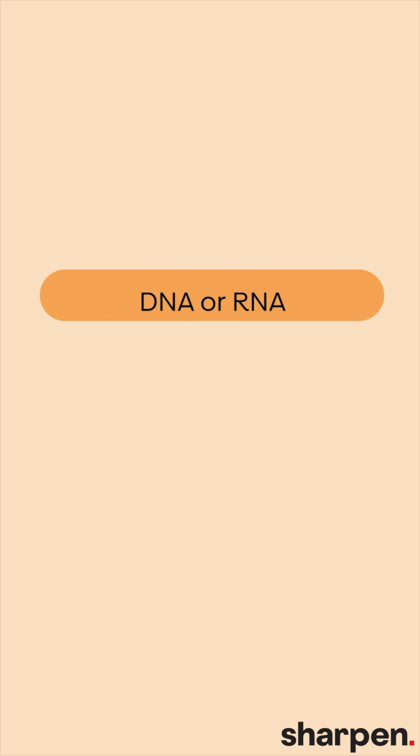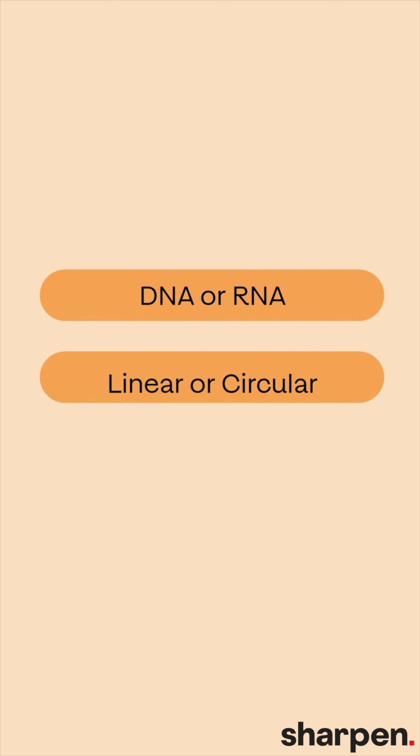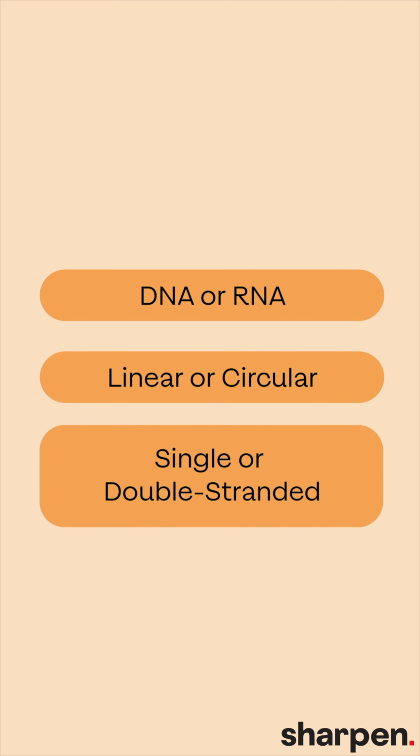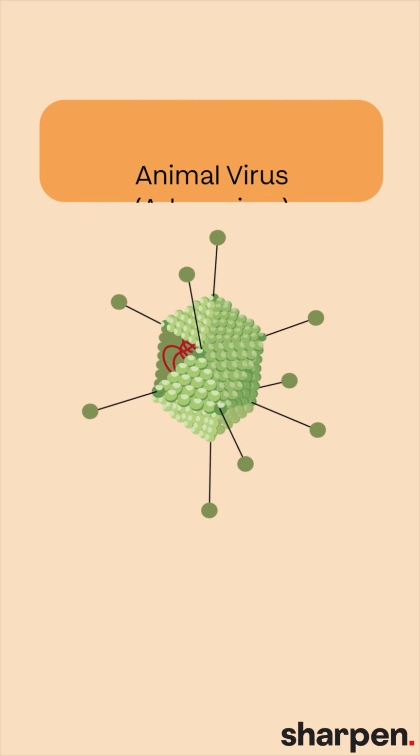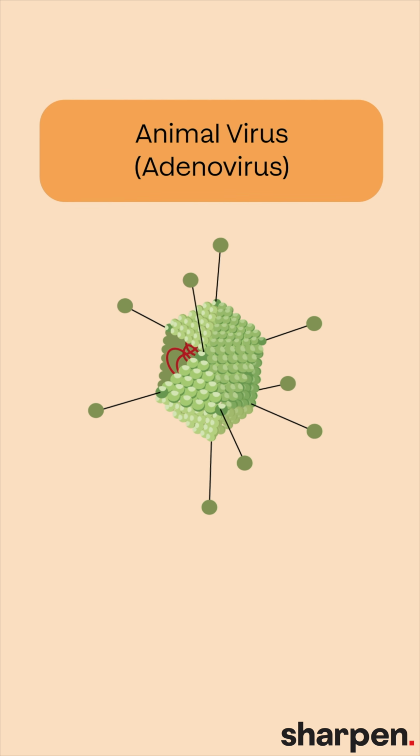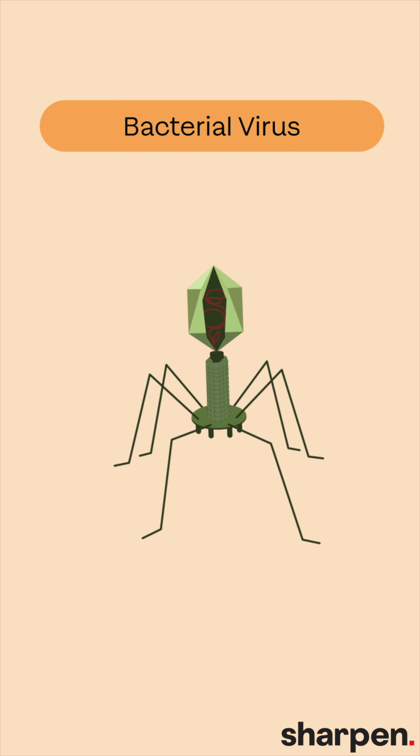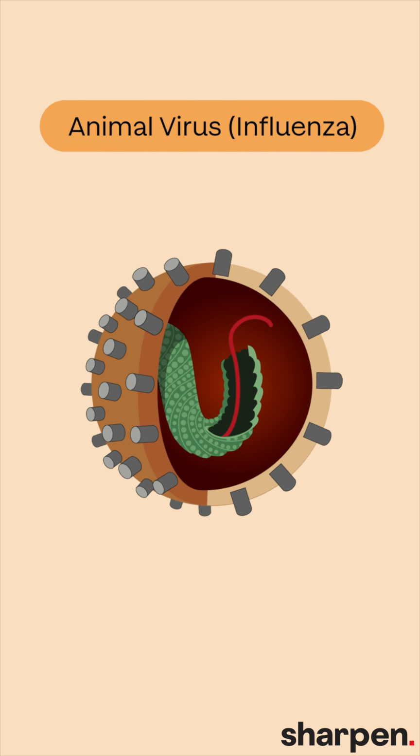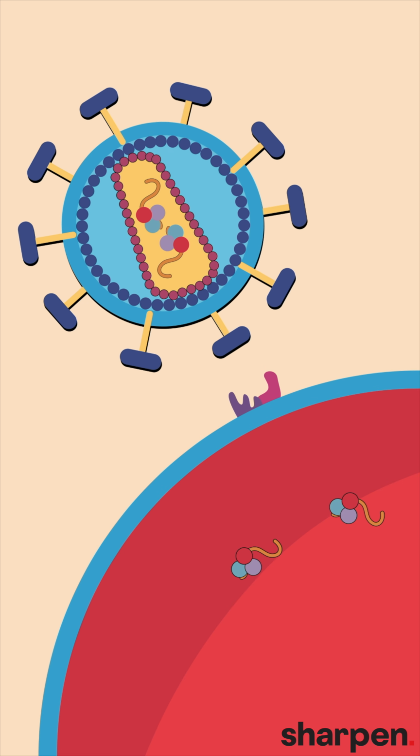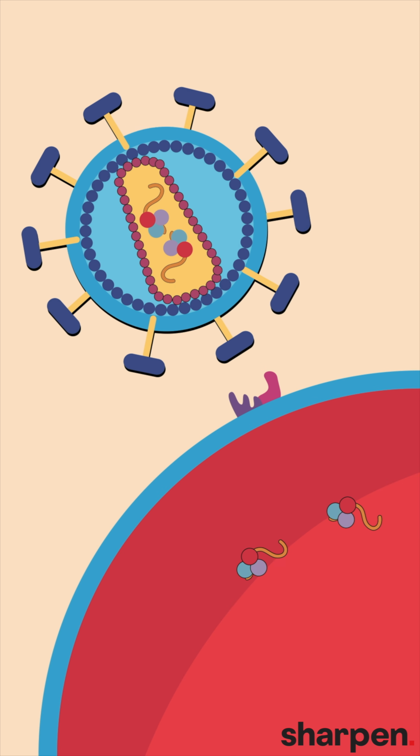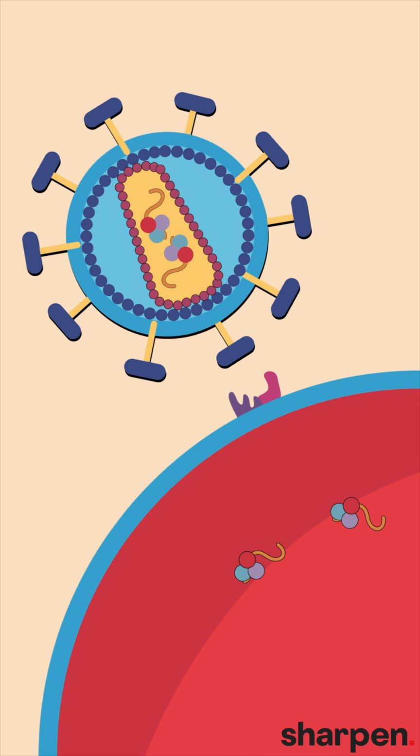Viral genomes are either DNA or RNA, linear or circular, and single or double-stranded. Approximately 70% of viruses have RNA genomes. These include, but are not limited to, the viruses that cause the flu, measles, and, you guessed it, COVID-19. RNA genomes can be either single or double-stranded and are typically linear.